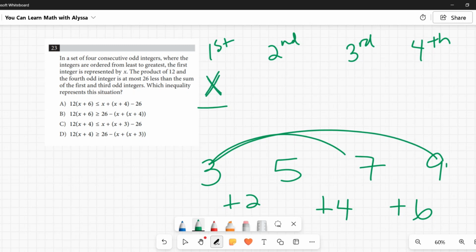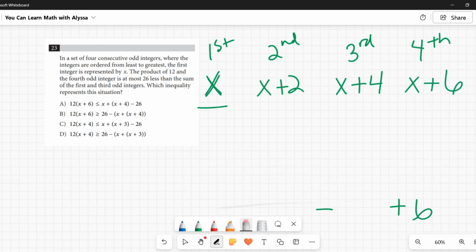So the second odd integer is going to be x plus 2. The third one is going to be x plus 4. And the fourth one is going to be x plus 6. And I think that may throw some people because they might see 2, 4, and 6 and think, but those are even numbers and these are odd. Yeah, but we're starting with an odd. And then when you go 2 up from an odd, you're at an odd yet again. Okay, so now we have our representations of them.